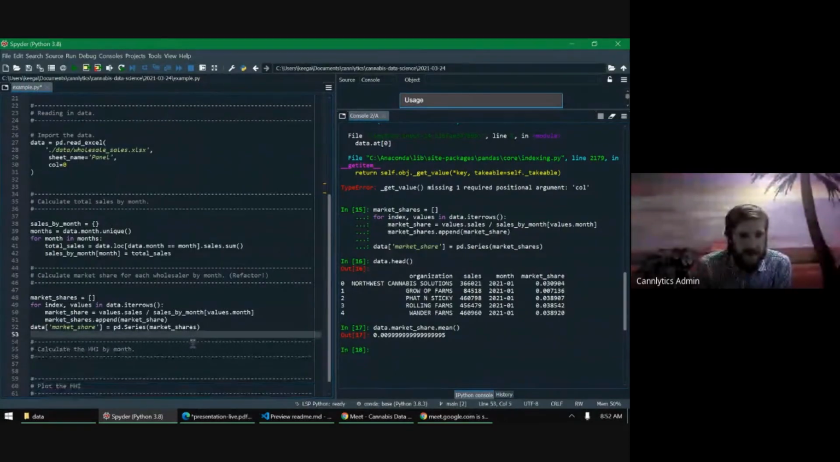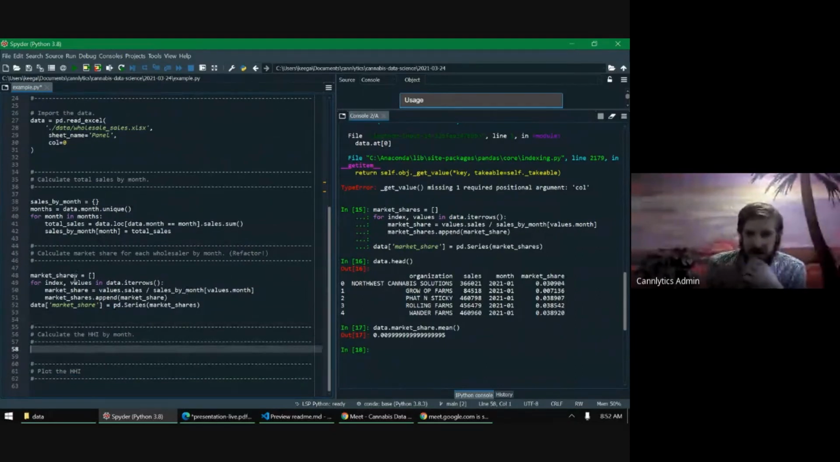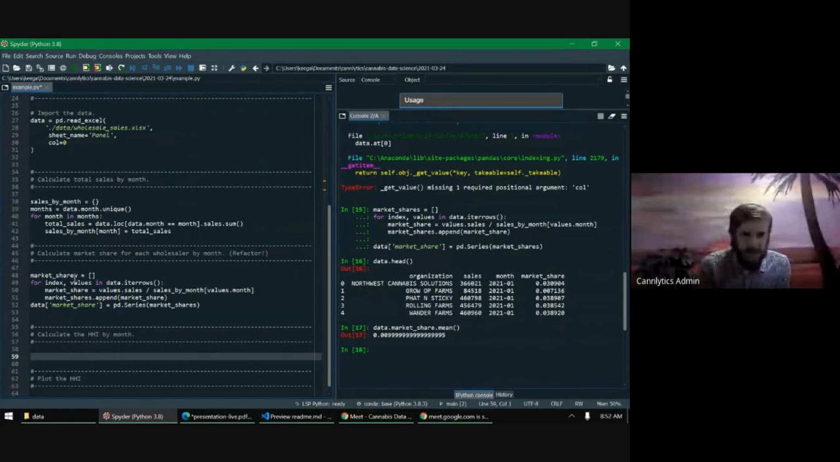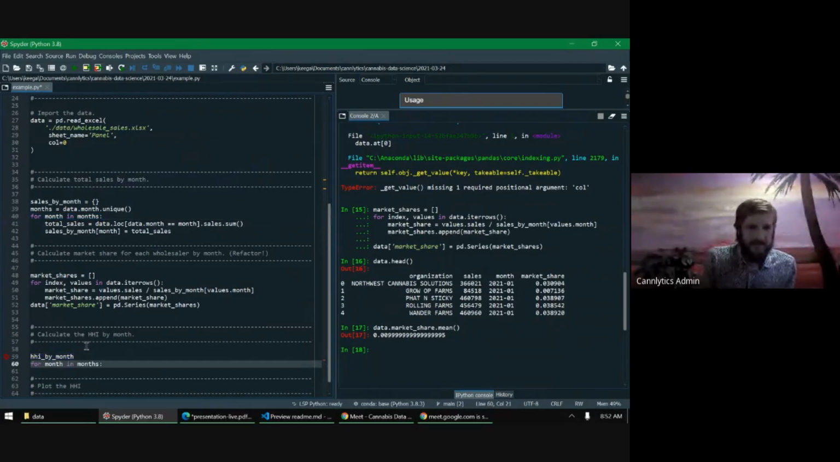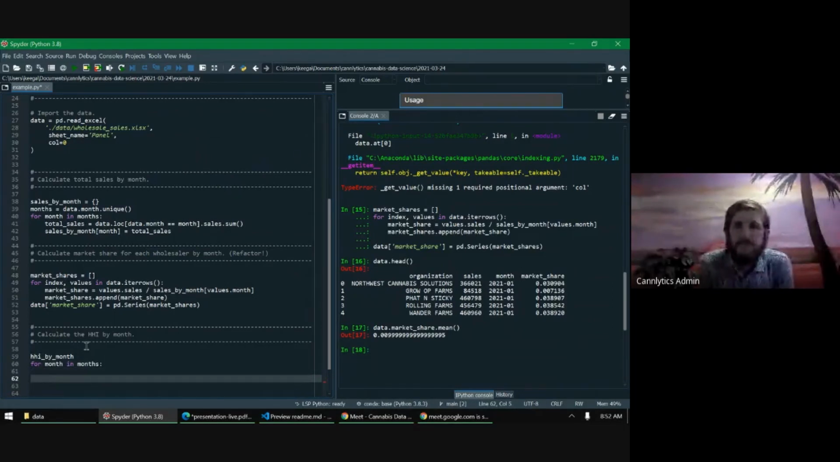All right, and so we can actually now calculate the HHI by month. So let's go ahead and do that to see how concentrated these markets are. And I'm going to do that in a similar way as we calculated total sales by month. So for month in months, we'll just look at the data for that particular month.